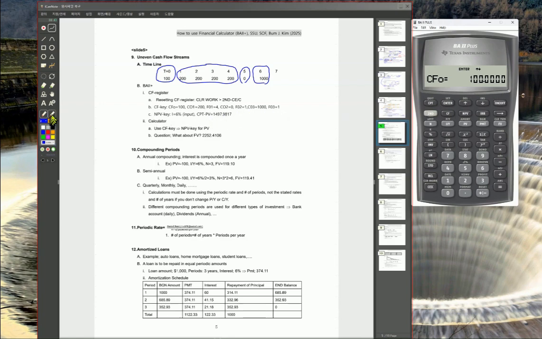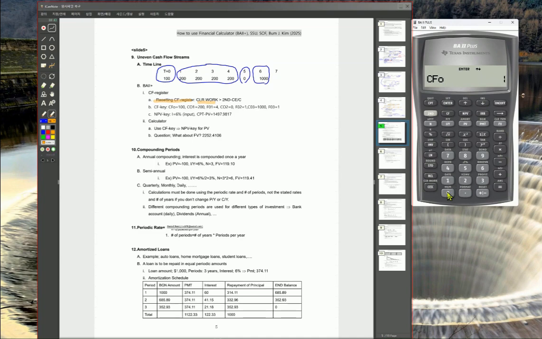The first thing you need to do is clear or reset the cash flow register. How can you do it? You use the second function, so-called clear work. Second function clear work is performed by pressing the second key and the CE/C key. As soon as you hit second followed by CE/C, you perform clear work here. And as a result, you will have all numbers equal to 0. Now you should be ready to enter the cash flow you have above.